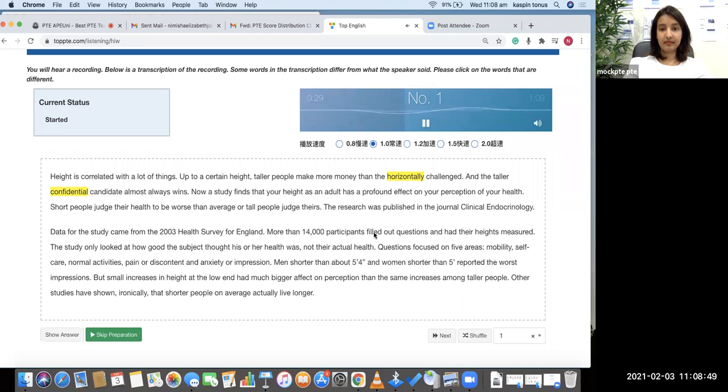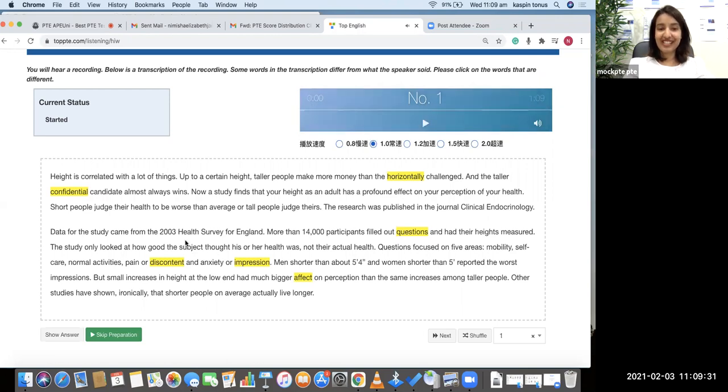More than 14,000 participants filled out questionnaires and had their heights measured. The study only looked at how good the subject thought his or her health was, not their actual health. Questions focused on 5 areas: mobility, self-care, normal activities, pain or discomfort, and anxiety or depression. Men shorter than about 5'4" and women shorter than 5 feet reported the worst impressions, but small increases in height at the low end had much bigger effects on perception than the same increases among taller people. Other studies have shown, ironically, that shorter people on average actually live longer. Thanks for the minute. For Scientific American's 60-Second Science, I'm Steve Mirsky.